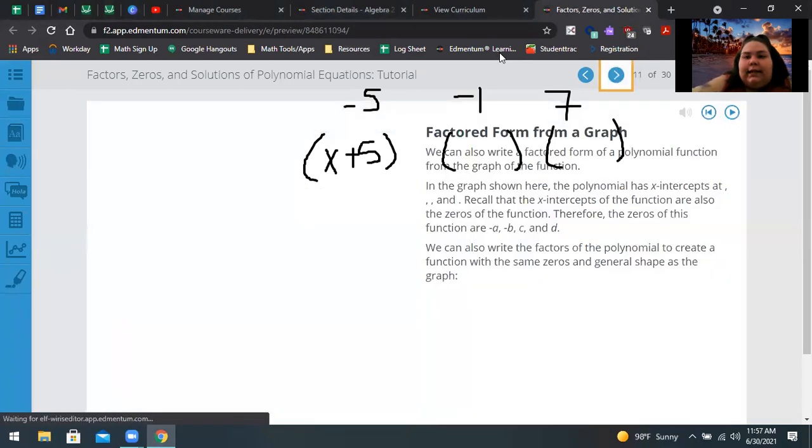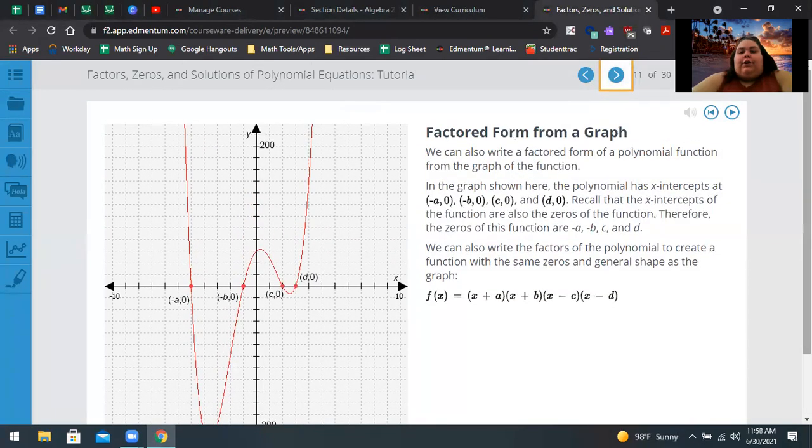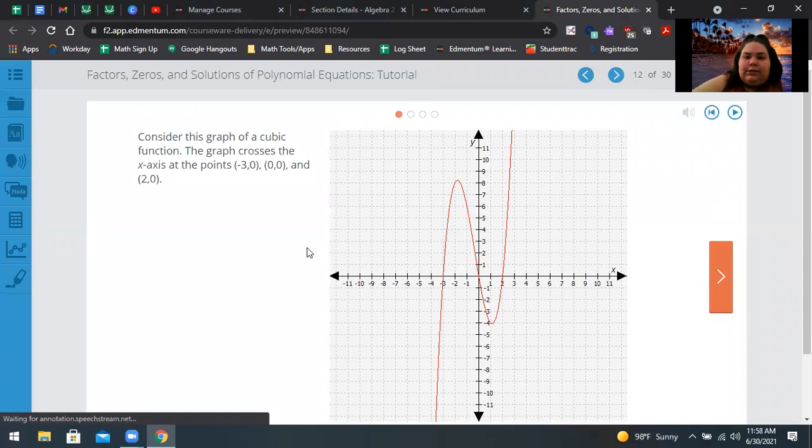Moving on to slide 11. So factored form for a graph. Again, here they generalized it with A, B, C, and D. Again, that same idea: you might be given the zeros, you just plug it into the factored form, or go from factored form into those zeros. So it's kind of like following the sign and taking the opposite of it. The numbers are still the same.